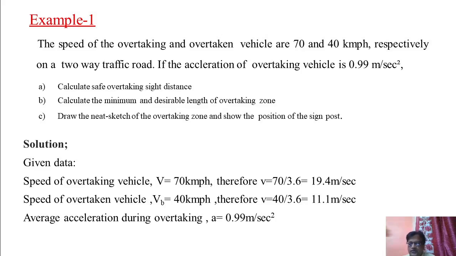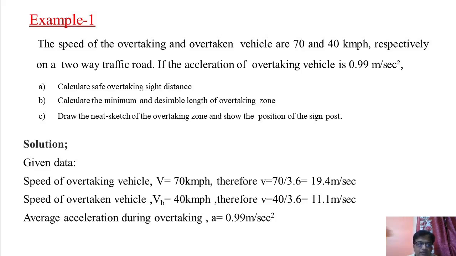So let's discuss one of the examples. The speeds of the overtaking and overtaken vehicles are 70 and 40 kmph respectively on a two-way traffic road. If the acceleration of the overtaking vehicle is 0.99 meter per second square. Here you can see that the acceleration value is given in meter per second square. It can be in kilometer also.